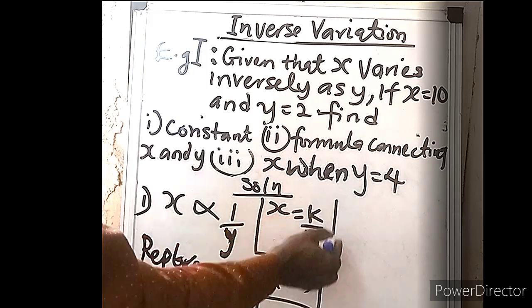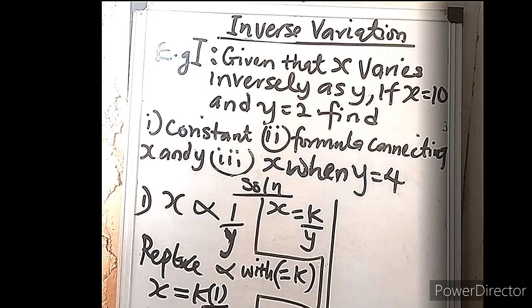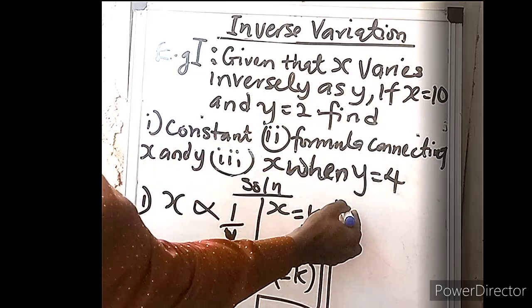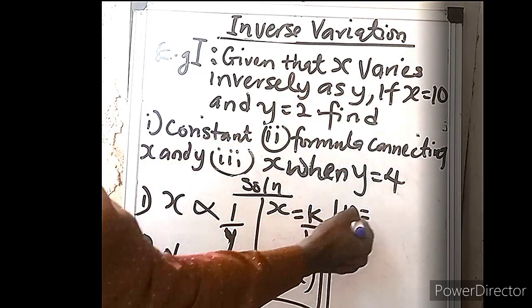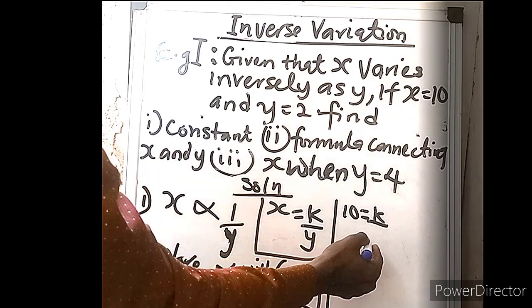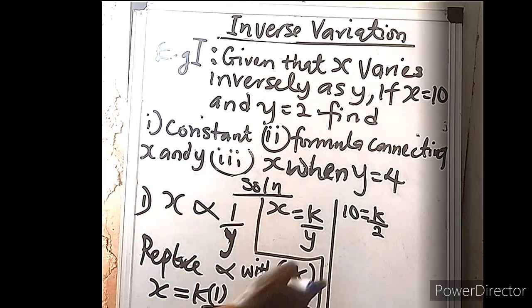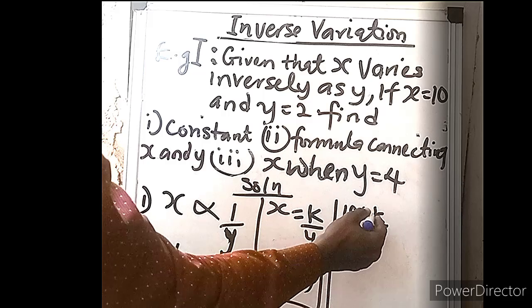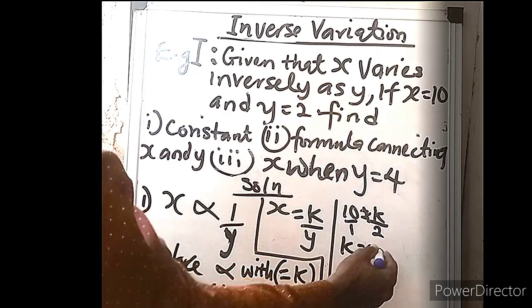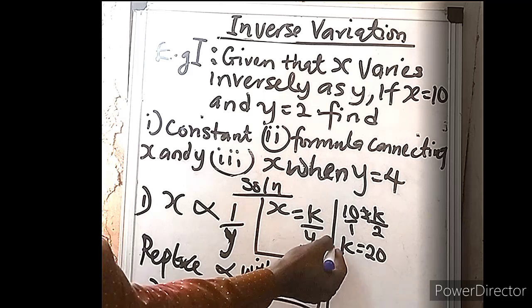So let's now input into the equation. We're told that S is 10, and K, that's what we are looking for, the constant, over Y, which is 2. So we cross multiply. 2 times 10, K is equal to 20. So I've answered question 1.